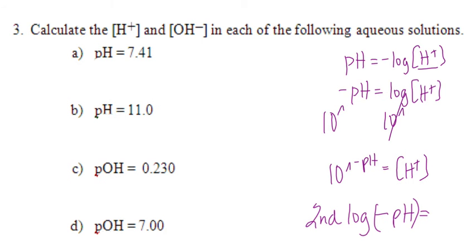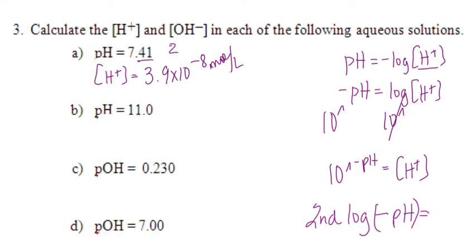What would be the H plus concentration here? Okay, let's watch the sig figs. How many sig figs are in this pH? Two. So what would be my concentration to 2 sig figs? 3.9 times 10 to the negative 8. Now this is going to have some units on it. The pH didn't, but this does. What are the units? Moles per liter.